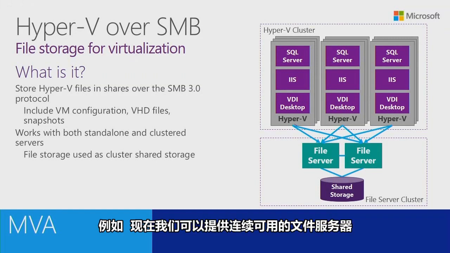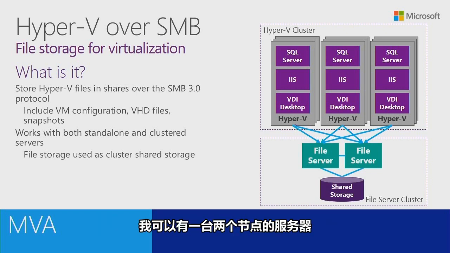Server 2012 file server is dramatically improved across the board. So for example, now we can provide continuously available file servers. I can have a 2-node file server, yank out the power cable on file server 1, and file server 2 continues right along. We have resiliency, redundancy, and protocol enhancements across the board. It's a major, major release.